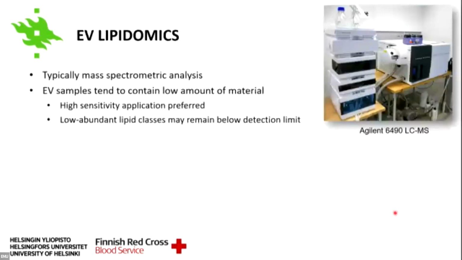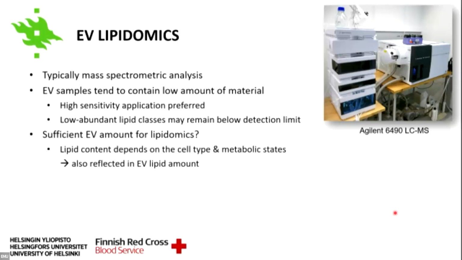And how to then analyze these lipids? Typically lipidomics is done by mass spec. NMR is also possible, but it's not as sensitive as mass spec. As EV samples typically contain a low amount of material, a high-sensitivity application is preferred. And of course, if you have only a little bit of sample, then you might not be able to characterize all the lipids in your sample.